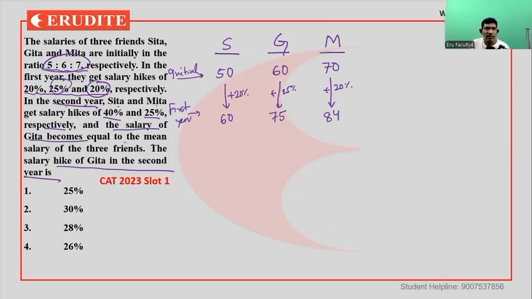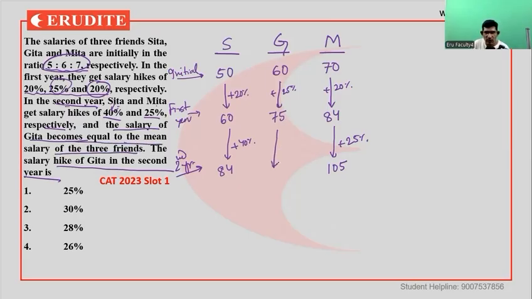Now we go to the second year. It says the salary hike for Sita was 40%. Again, 40% increase. So this should be what? 24. So 60 plus 24, it will be 84. And Mita increased by 25%. Now 25% means one fourth, which is 21. That means it will be 105. Simple calculations. And the salary of Gita becomes equal to the average of the three.